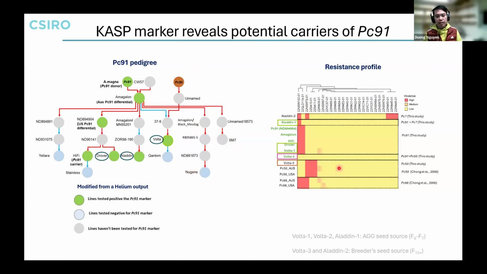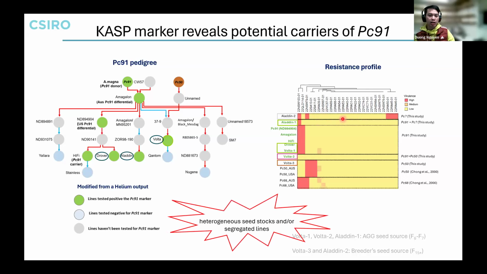And then we look at Volta number 3 in the resistance profile here. It shares a very similar profile to PC50, and it wasn't positive for the PC91 marker. So we deemed that this Volta number 3 may carry only PC50 in the background. And we have Aladine number 2 here, which wasn't positive for the PC91 marker and has a very different resistance profile from the other PC91 carrier. However, we don't know which gene contributes to the resistance in this line.